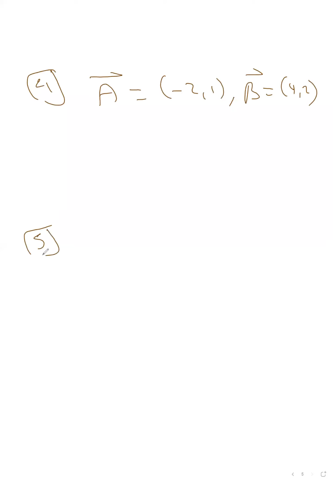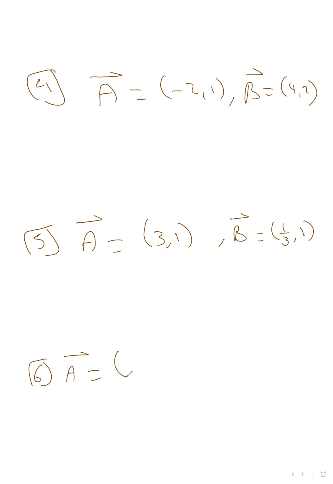نمبر 4: A is negative 2 and 1, B is 4 and 2. Number 5: A equals 3 and 1, vector B equals 1/3 and 1. Number 6: Vector A equals 1 and 3, vector B equals 2 and 5. Okay.